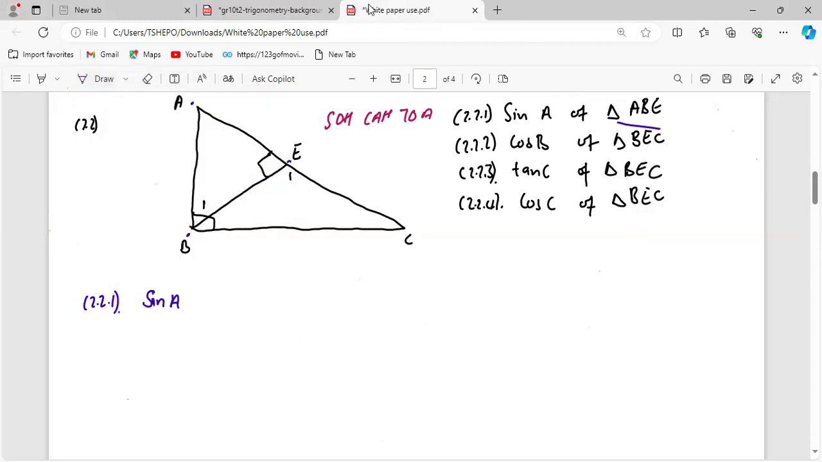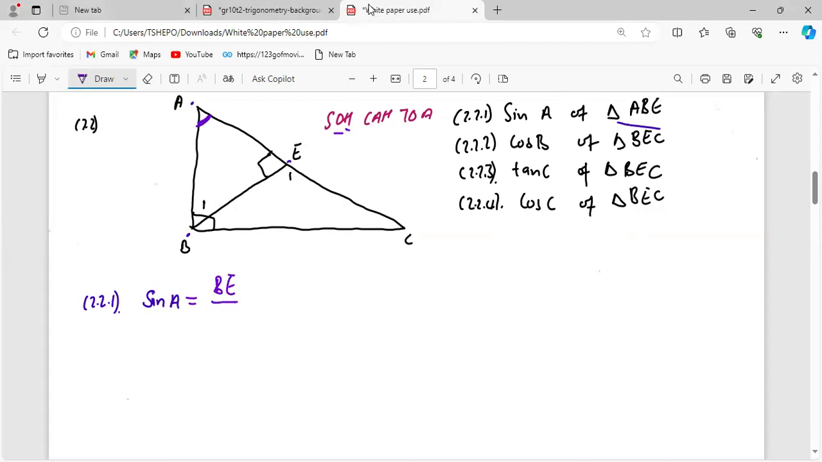Right. So now, what is sine A of this triangle? So A is this angle over here, okay? Call this angle A, which is at this vertex. So sine A is going to be, remember when you use sine, we use opposite over hypotenuse. So now for sine A, this side is opposite to it, right? Which is side BE. So we have opposite, which is BE, over hypotenuse.